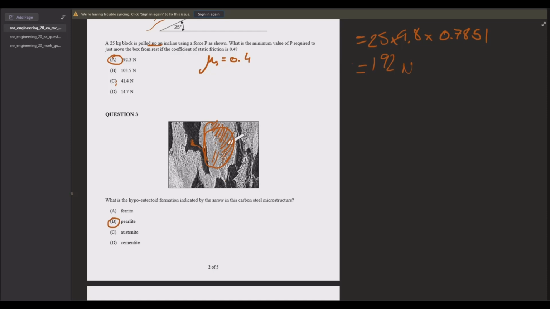Austenite, we're not going to see austenite in here, because by the looks of it, this is a fully cooled microstructure, meaning it's below the eutectoid point, and we're not going to see any austenite ever below the eutectoid point.